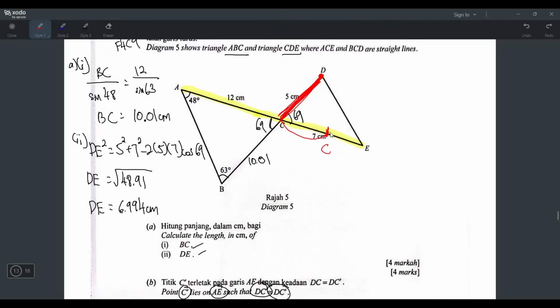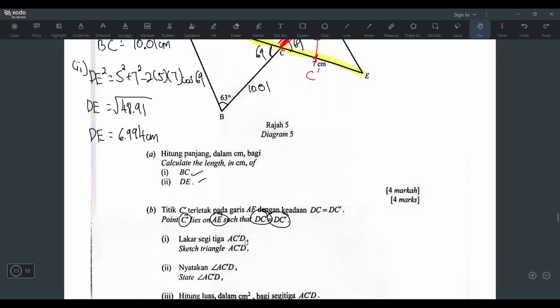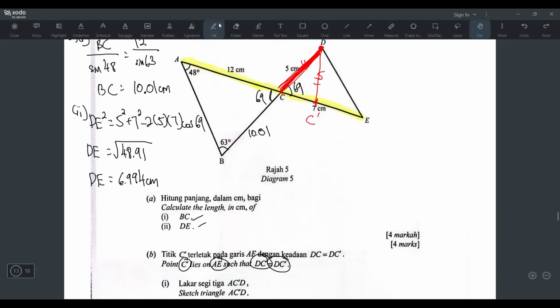Let me erase everything and put everything nicely. So your C prime is actually somewhere here. But the condition is that DC prime is still the same length, 5 cm, and also C prime is on this line. Now that I know the position, I can sketch AC prime D. So the triangle AC prime D will be like this, like this, like this. Or I have to draw another line myself.